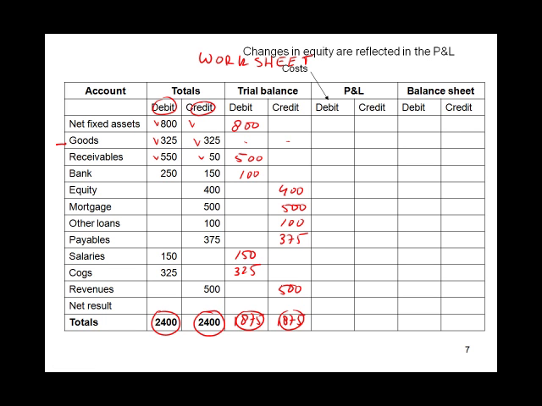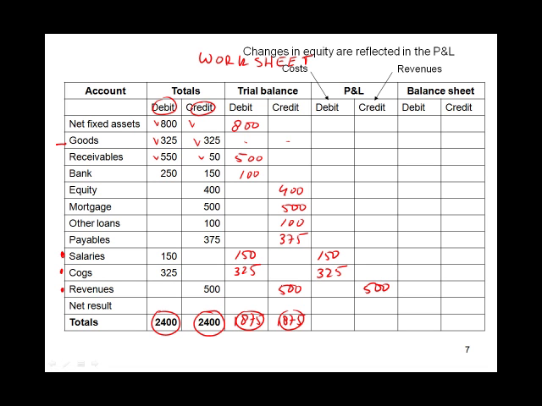And that's done by constructing the P&L, where we show the costs on the debit side and the revenues on the right hand side. So let's have a look at the ledger accounts. Is net fixed assets an account of which the amount should be shown in the P&L or the balance sheet? Well, net fixed assets is an asset, so it's not on the P&L. So for each account we have to know whether it is an account that must be shown in the P&L or the balance sheet. Well, all temporary accounts are shown in the P&L. It explains why equity will go up or down. So what were the temporary accounts? That's salaries, 150. It is cost of goods sold, 325, and it is revenues, 500.